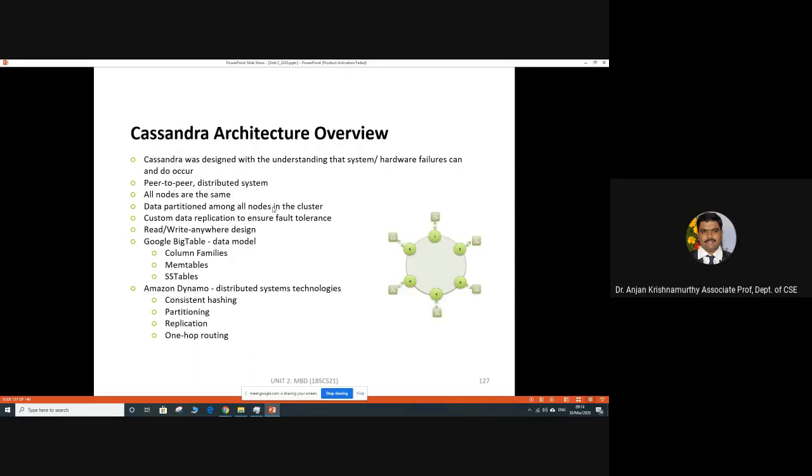Cassandra architectural overview. It was designed with an understanding that system hardware failures can occur. It's a peer-to-peer distributed system. All nodes are the same. The data is partitioned amongst the nodes in the cluster. Custom data replication ensures fault tolerance. Read and write anywhere design. Google Bigtable data model, where it is column families, memtables, and SSTables. Amazon Dynamo distributed system technology, which has consistent hashing, partitioning, replication, and one hop routing.